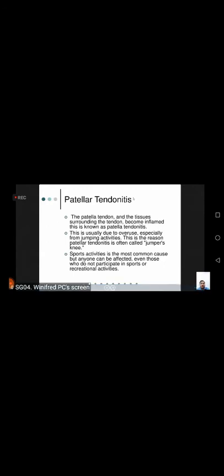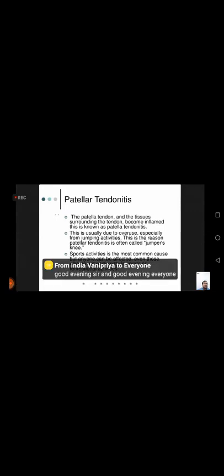It is usually because of overuse, like in jumping activities. That is why it is more commonly known as jumper's knee. It is because of the jumping activity, but not necessarily. Nowadays we also see that those who have a sedentary lifestyle get muscular imbalance because of some postural problem, and then they gradually develop this, even though they do not have any jumping activity. Because of certain postural problems, this also occurs.